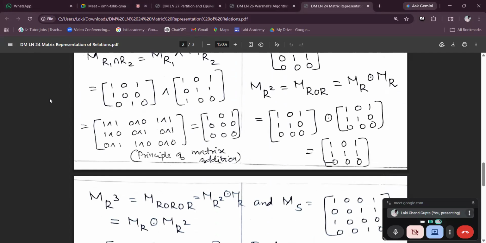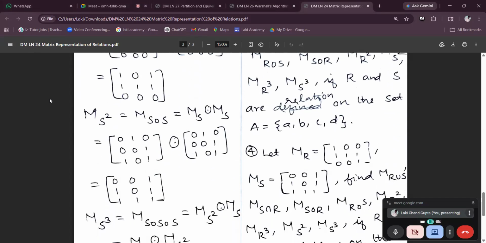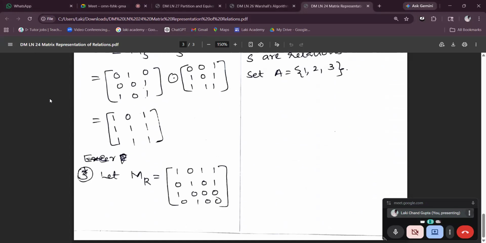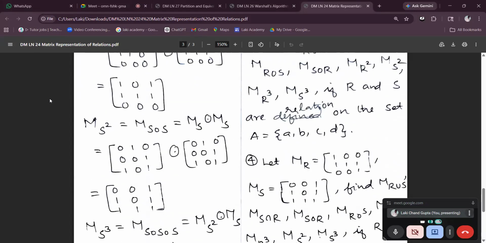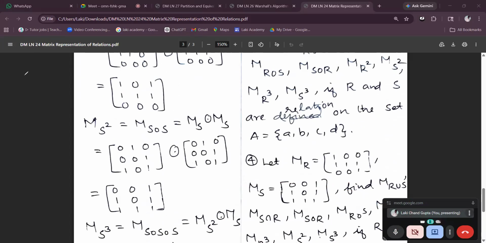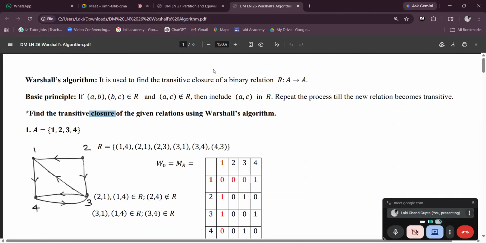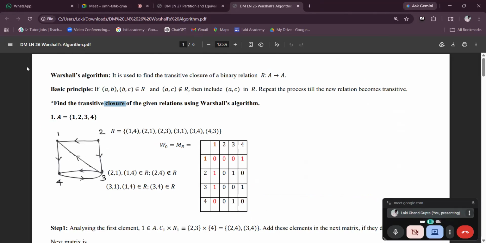Similarly, you can find R square, right? Understood? So I think this part you can do, this one, right? Can we move further? Now it's very important. What is closure? You know what is closure? Okay. Yes, yes.